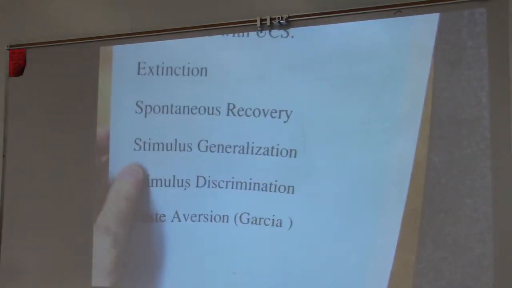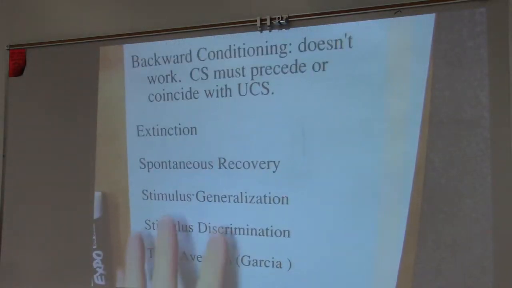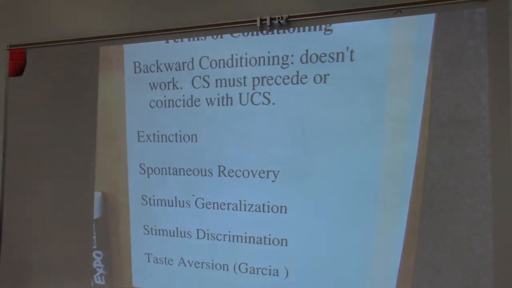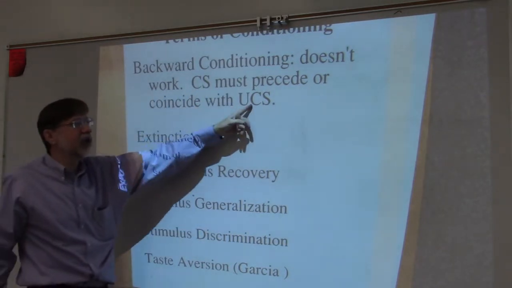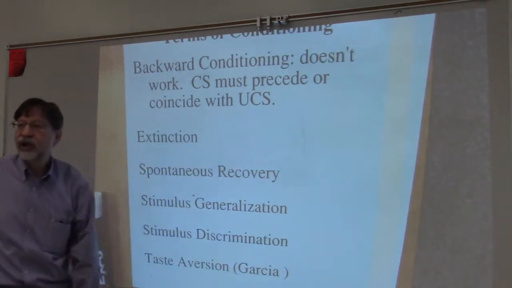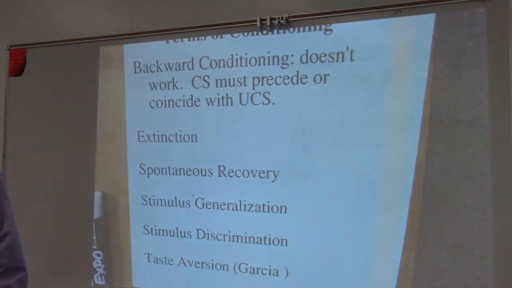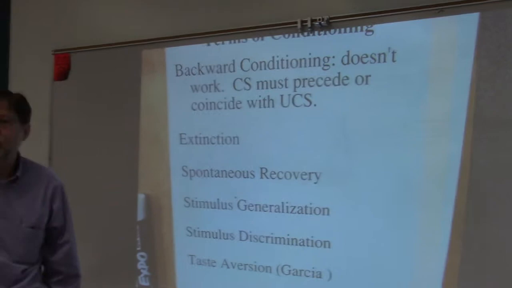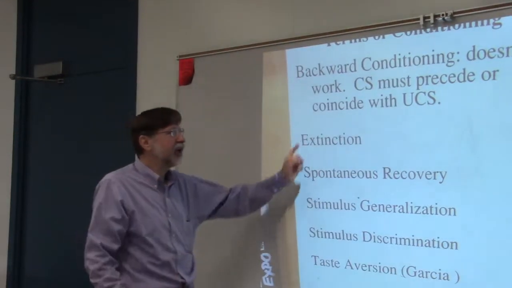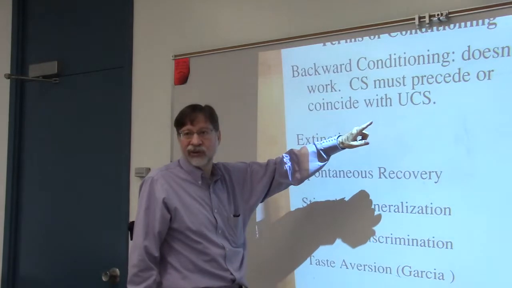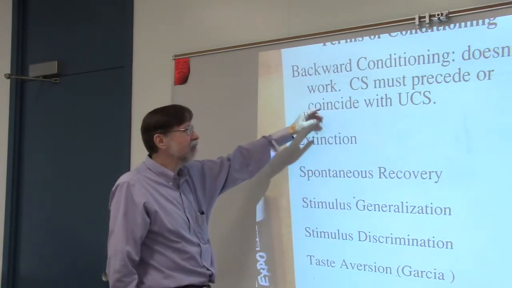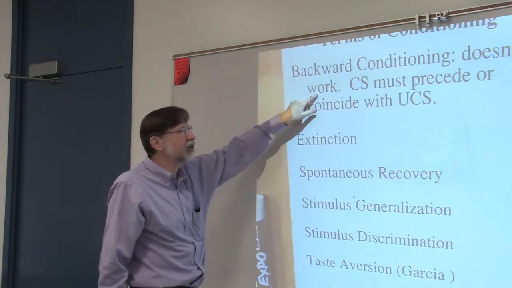And I went over some of the terms of classical conditioning with you last time. I talked about backward conditioning. The conditioned stimulus has to precede or coincide with the unconditioned stimulus. You can't feed the dog and then ring the bell, because you're not conditioning the dog to salivate in response to the bell. That will not cause the dog to salivate. You have to ring the bell, then feed the dog, ring the bell, then feed the dog. So the conditioned stimulus has to signal that the unconditioned stimulus is coming, not that it happened already. So the thing to know about backward conditioning is that it doesn't work.